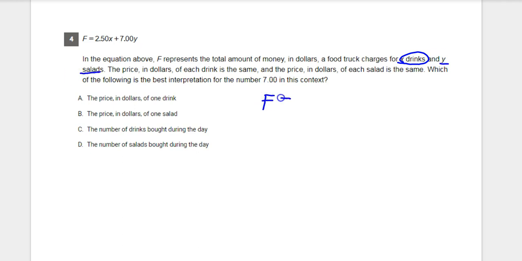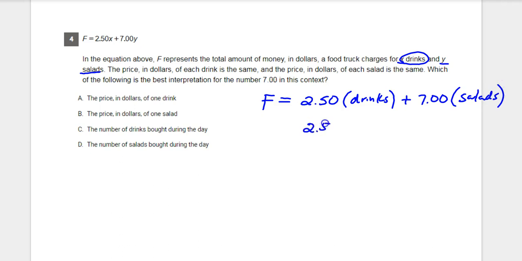So let me write this out here. The food truck brings in 2.50 times X, which is the drinks, plus 7.00 times Y, which represents the salads. So we're talking money here. So it looks like it's $2.50 per drink, and then $7 per salad, or multiplied by however many salads are bought.